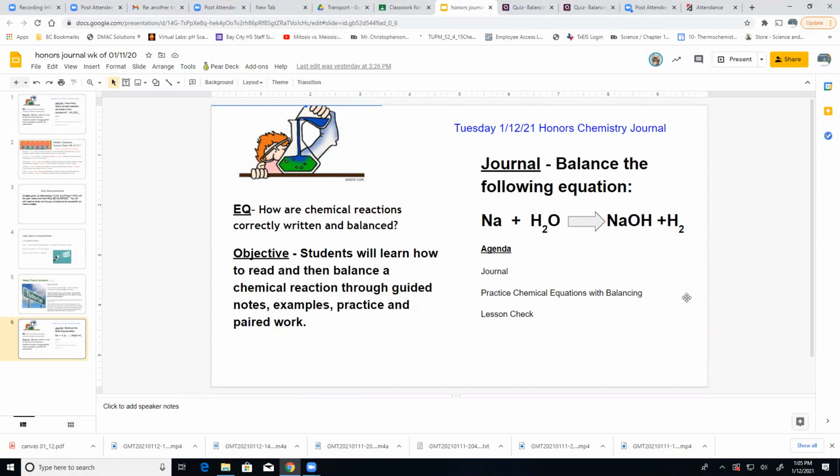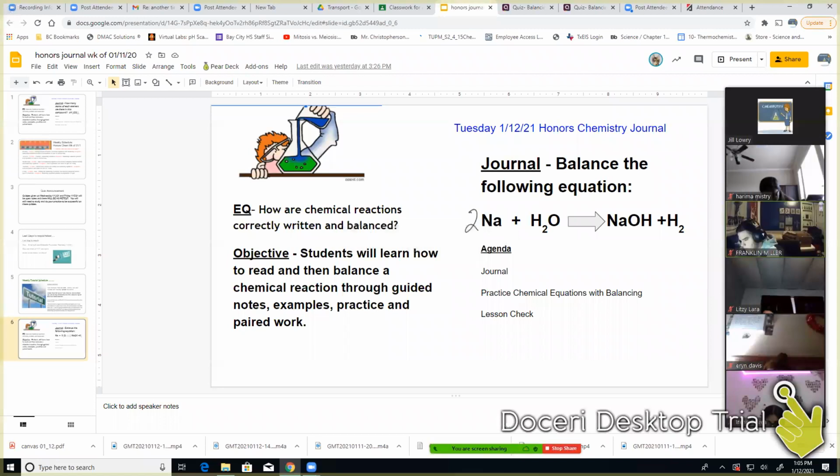The answer for the journal quiz would just be that balanced equation. So you would just have to write just that. That would be your answer. Okay.